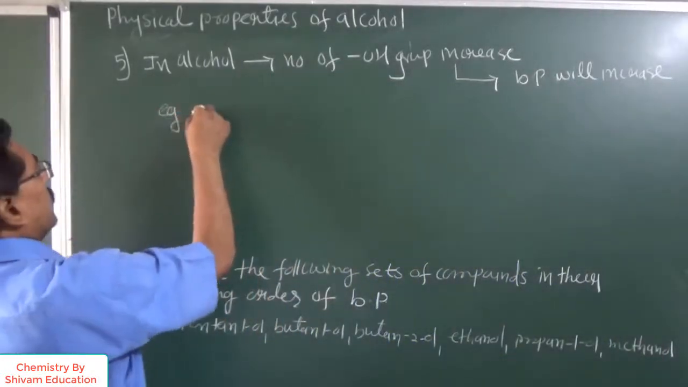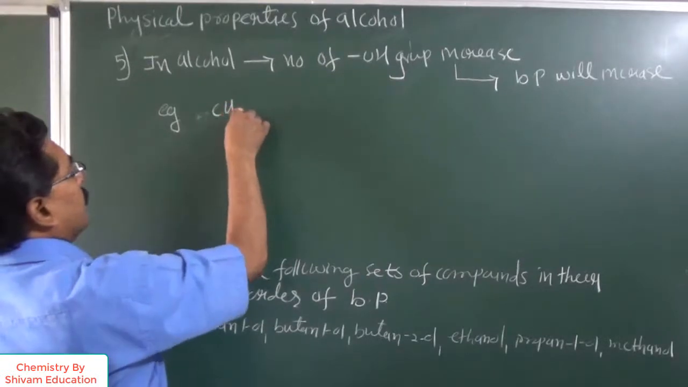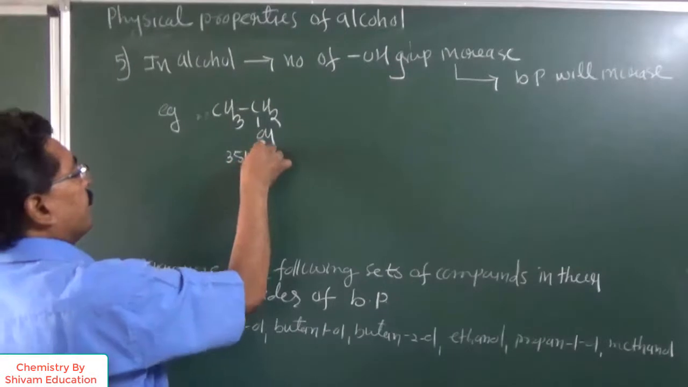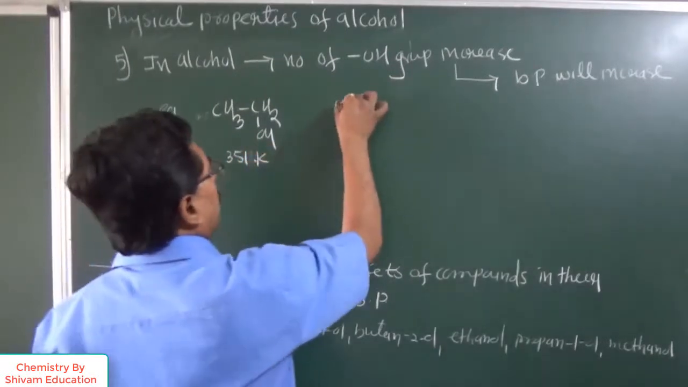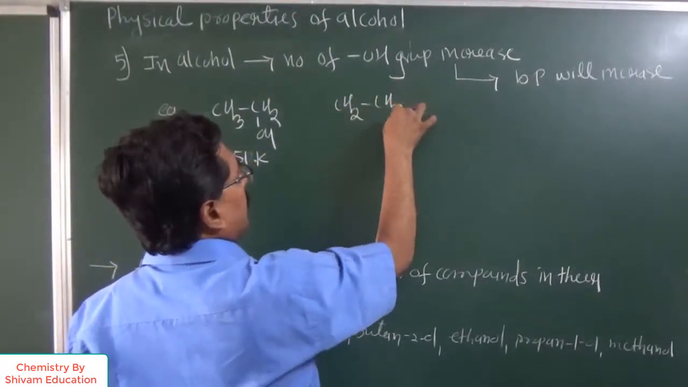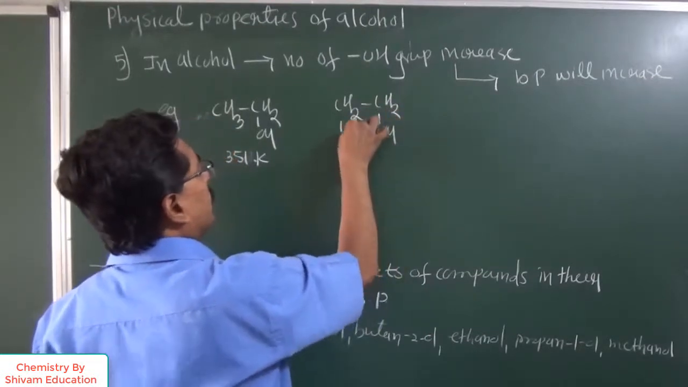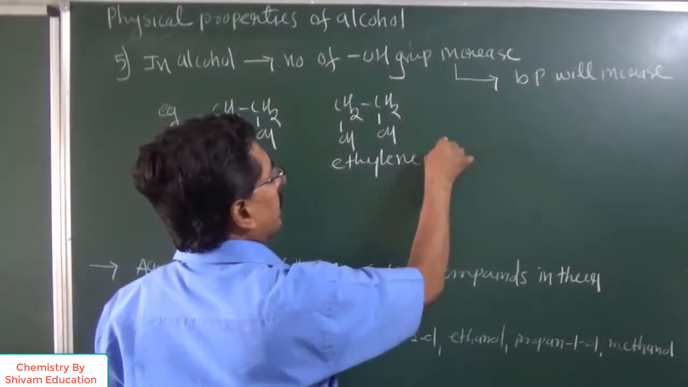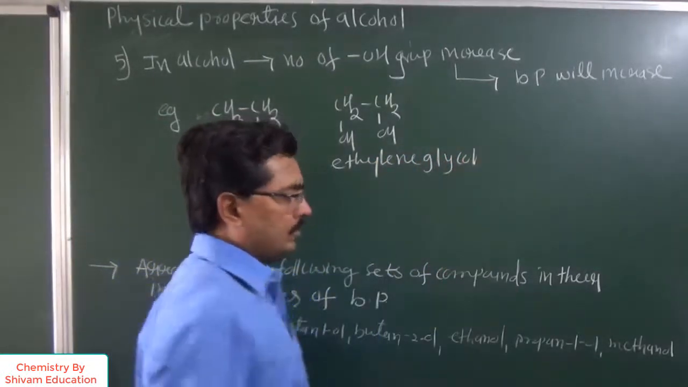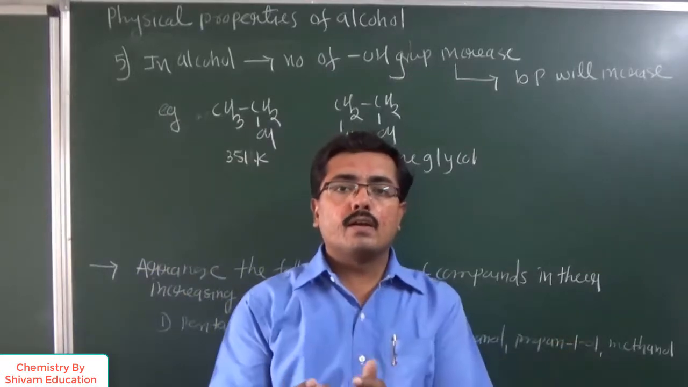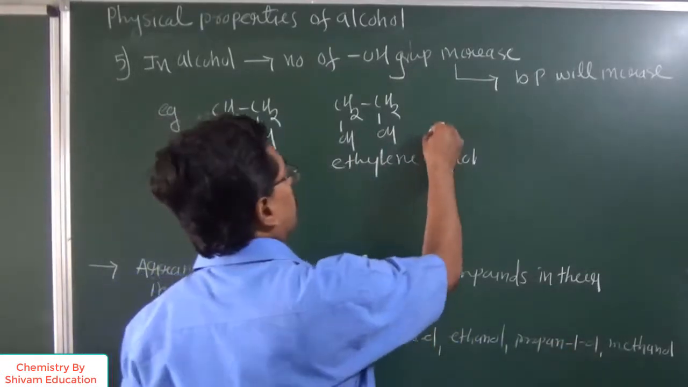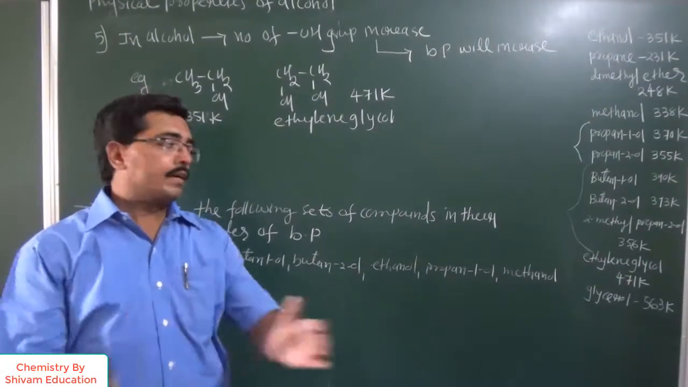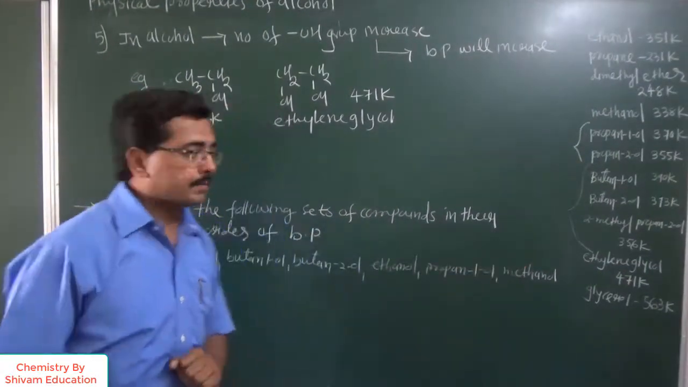First comparison of this, we can take the structure of ethanol, CH3CH2OH, having a boiling point of 351 Kelvin. Now with the same carbon atoms, if the number of hydroxyl groups is 2, then it is known as ethylene glycol. Now in the case of ethylene glycol, the boiling point is 471 Kelvin, which is too high. Already I have written it here.